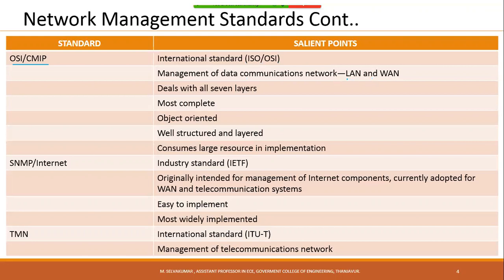LAN means local area network, and WAN means wide area network. A local area network means information sharing among a group of people within a building or similar place. Wide area networks span city to city and country to country. This OSI model, the CMIP standard, deals with all 7 layers and is the most complete model for all. It is adapted with object-oriented classes and inheritance rules.